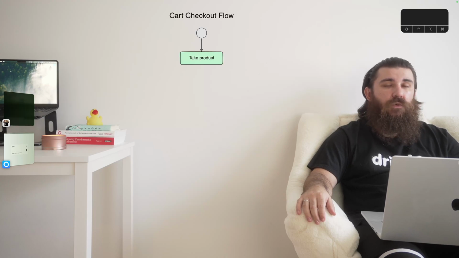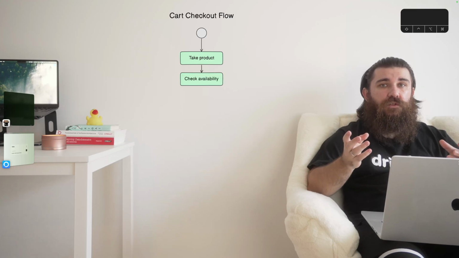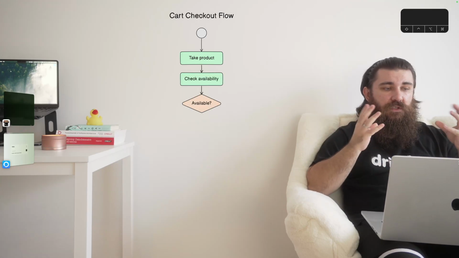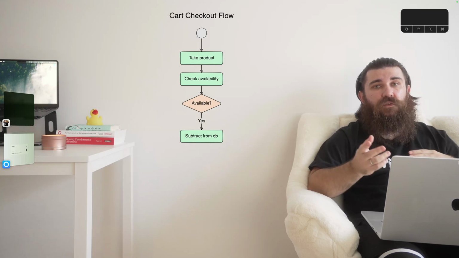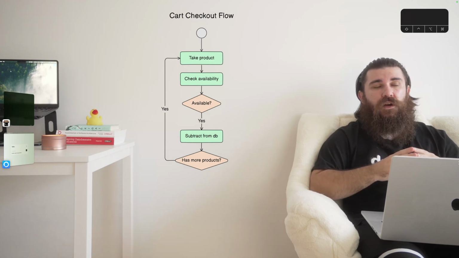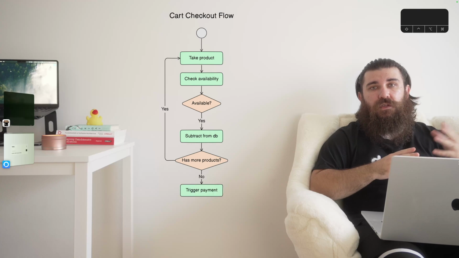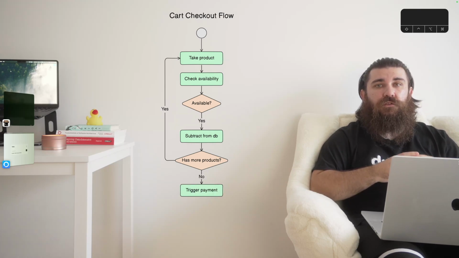So here's a scenario. You're working on an e-commerce website and you're developing the checkout flow. What you would do is take the cart and the first product, check for the availability, and if it's in stock and there are enough pieces available, you subtract the availability from the database, and then you move on to the next one and do the same until the very last product in the cart. Once you go through that, you then try to make a payment using Stripe or PayPal or whatever third-party service you're using for payments.